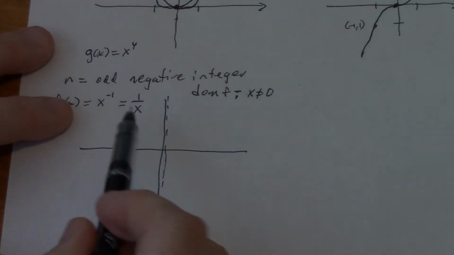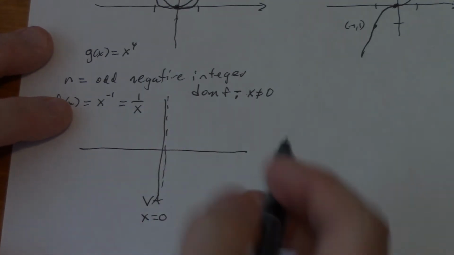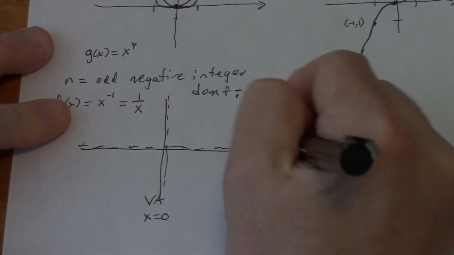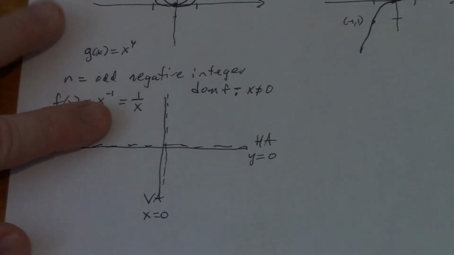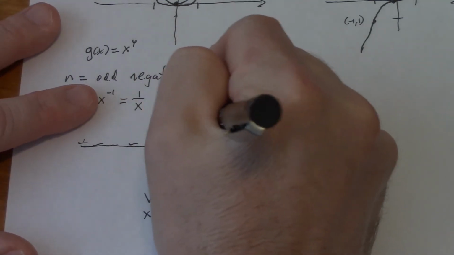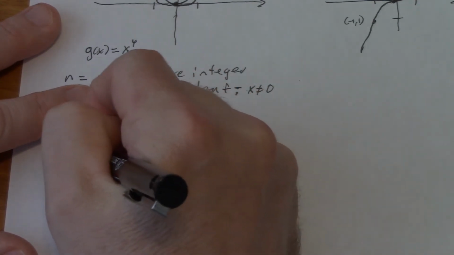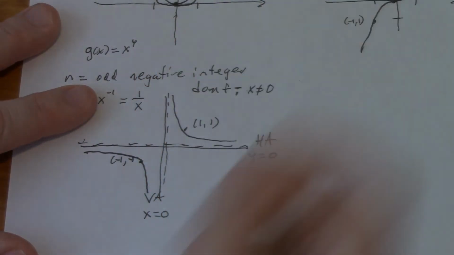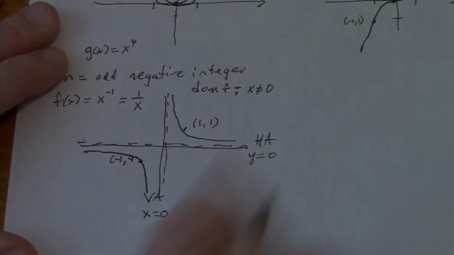If x gets really large, 1 over a really large number is a teeny tiny number. So that means we have a horizontal asymptote of y equals 0. Clearly we can't plug the point 0 in, but we can plug 1 in and we get 1, and we can plug negative 1 in and we get negative 1. And then it just has to fit in between those asymptotes. So we get a curve that looks like that. And 1 over x cubed would be very similar, 1 over x to the 5th, and so forth and so on.